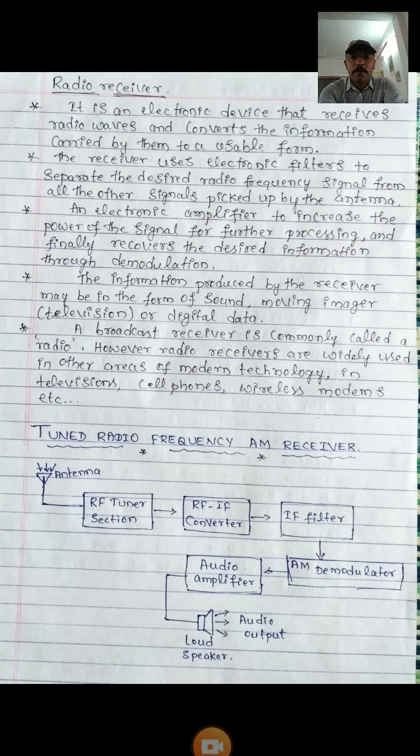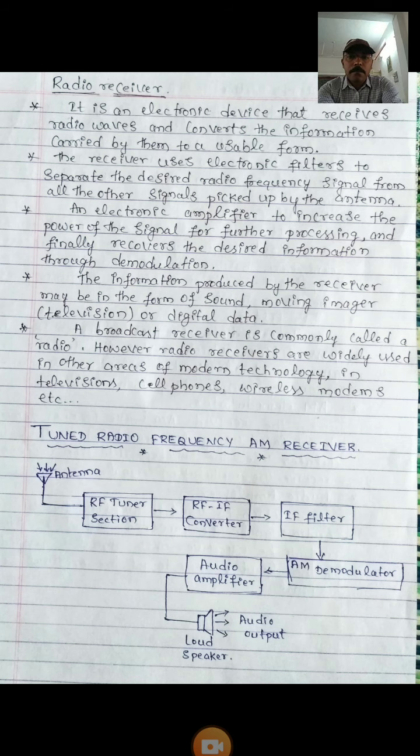In the radio receiver, one part uses an electronic filter to separate the desired radio frequency. The radio frequency has a particular value, and only then can it be audible. That's why we use filters. These filters separate the desired radio frequency signal from all other signals picked up by the antenna. The antenna receives many frequencies of signals, but the filter selects only the desired radio frequency, a particular value of radio frequency.